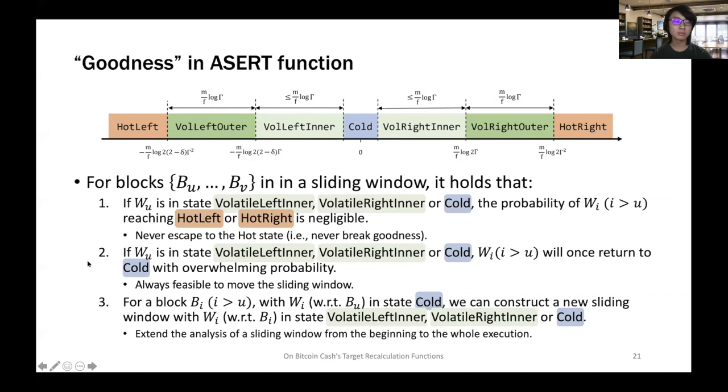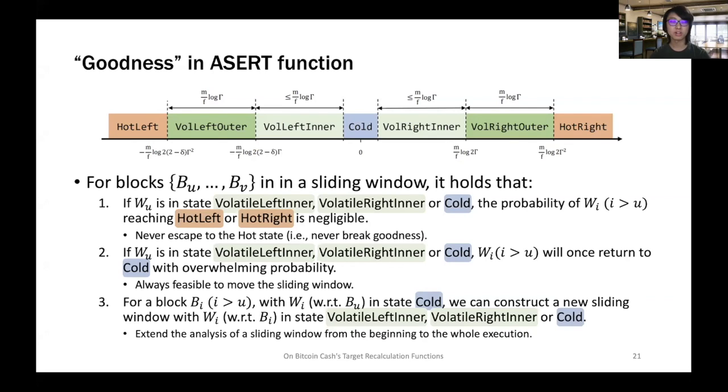Combining point 2 and point 3, we get an approach to move this sliding window: we can move it from the beginning of the execution, find an appropriate block, and then move this sliding window.